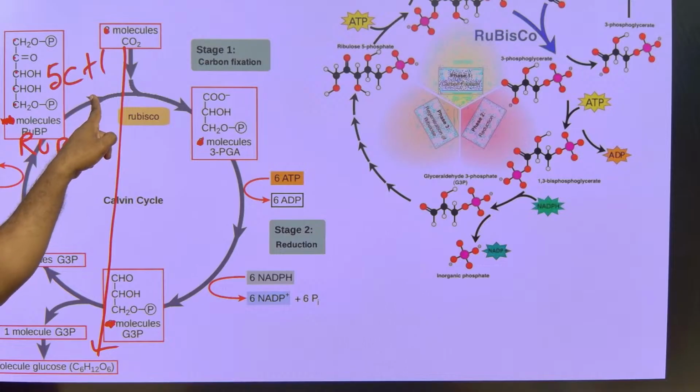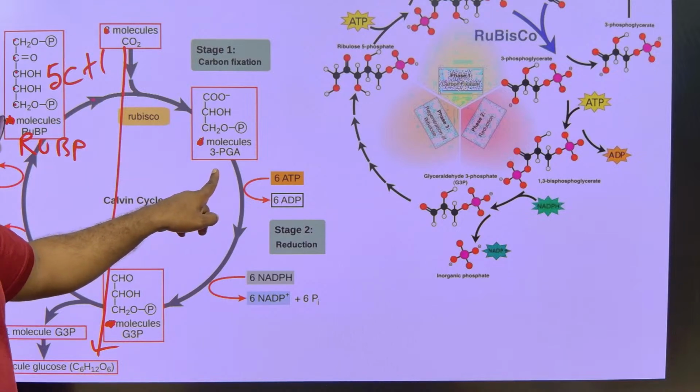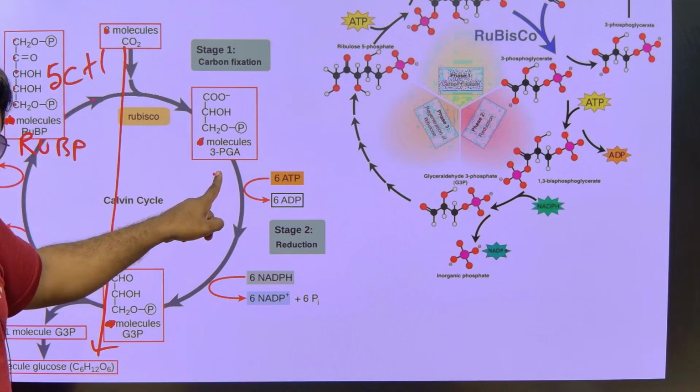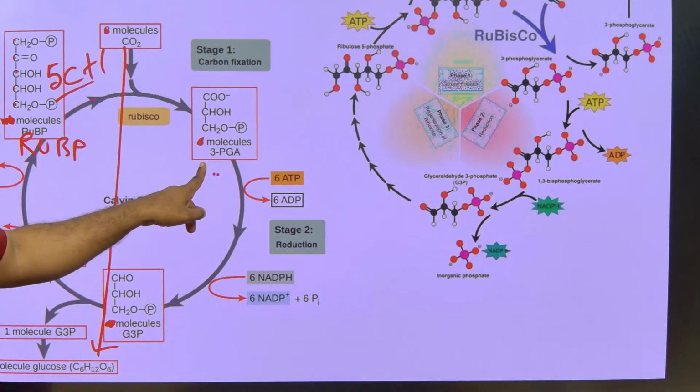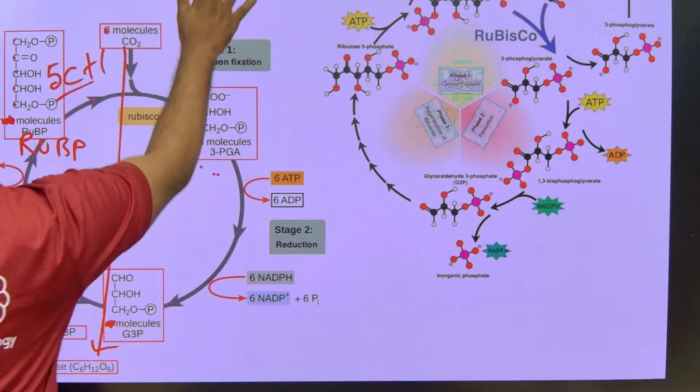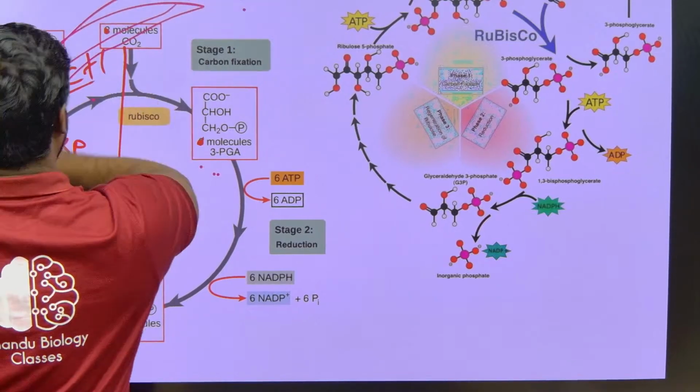6. So I have 6 rupees in my hand. I want to purchase a chocolate of 3 rupees. How many chocolates will I get? 2. Correct na? Because my intermediate product should be 3 carbon. I am having 6 carbon, so how many molecules of 3-PGA will I get? 2 molecules of 3-PGA. This is crystal clear, no confusion at all.